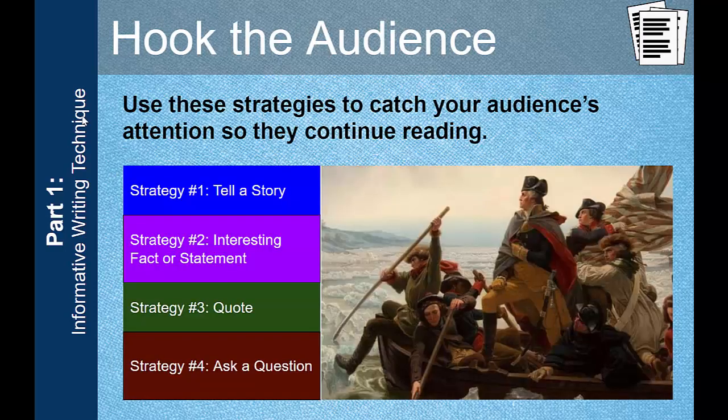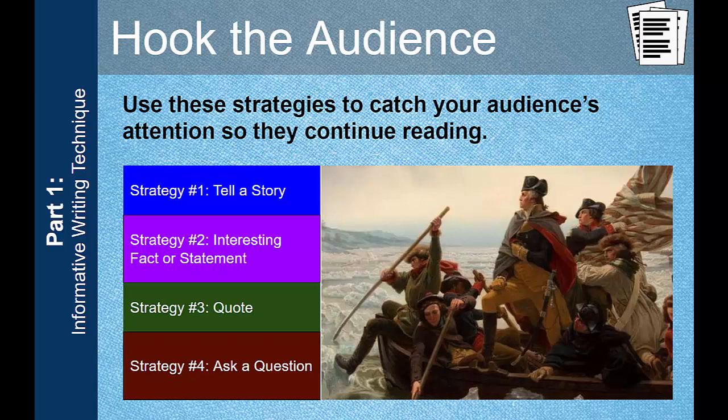So as far as the first strategy, hooking the audience, there are 4 strategies that you could use to catch your audience's attention so that they will continue reading. Strategy number 1 is to tell a story. People love stories, and that's often a great way to really hook their attention. So if you're writing about a historical event, maybe pick up a little story inside that event. Or if you are writing about your favorite video game, maybe tell a story about when you first got a hold of that video game.